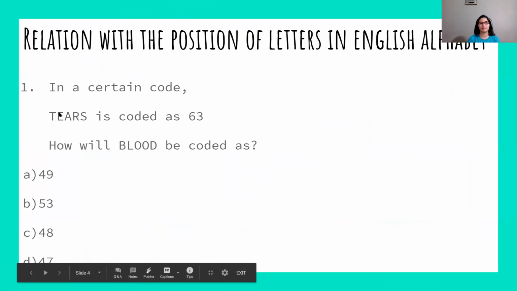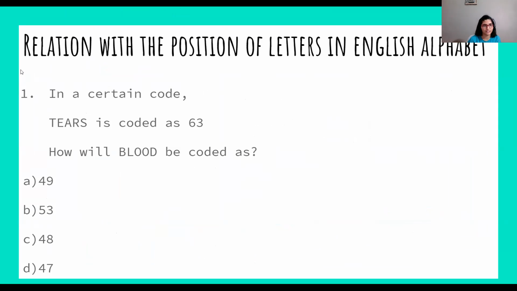So here is our first example of the next type, relation with position of letters in the English alphabet. Just like the type says, the numbers will be related with the English alphabets here. Like 1 will be A, 2 will be B, 3 will be C, 4 will be D, 5 will be E, and so on, and 26 will be Z.